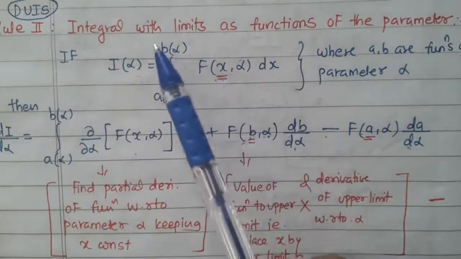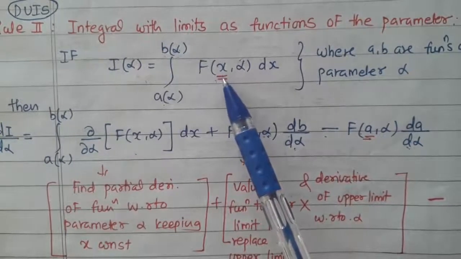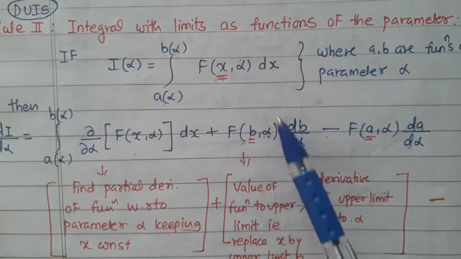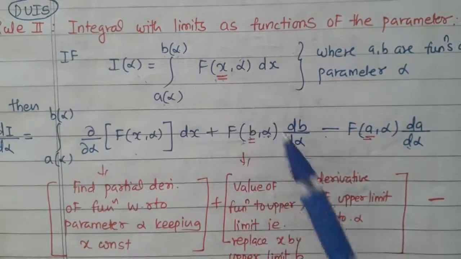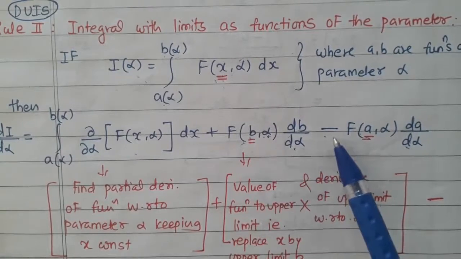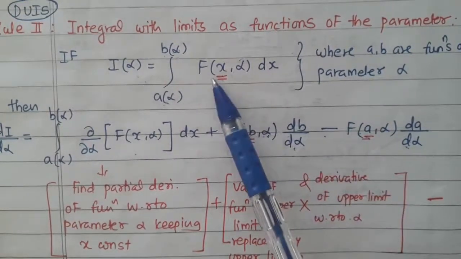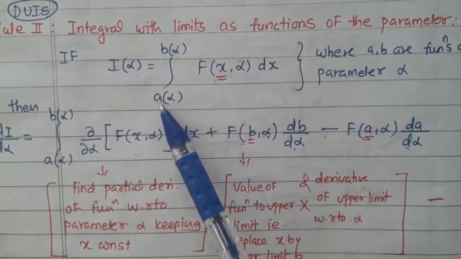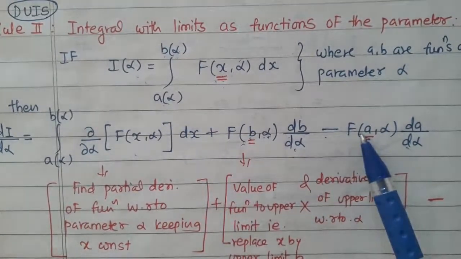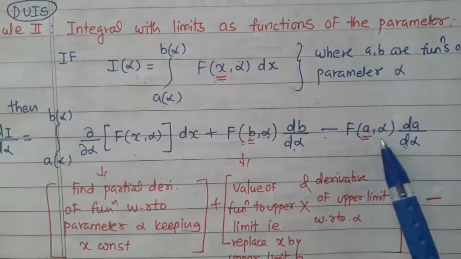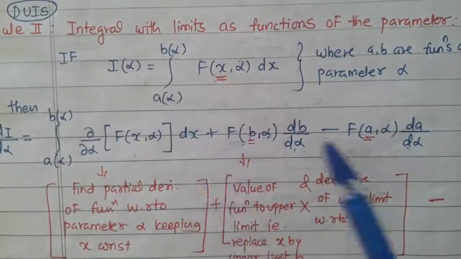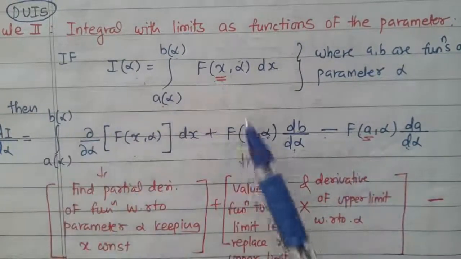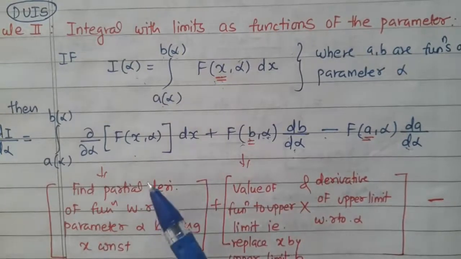Value of this function at the upper limit, that means replace each x by the upper limit b. So the function becomes f of b, alpha into the derivative of the upper limit with respect to alpha, minus the value of this function at the lower limit. That means replace the variable x by the lower limit a. So the function becomes minus f of a, alpha, and find the derivative of this lower limit with respect to the parameter alpha. So use this step here to apply Leibniz rule 2.